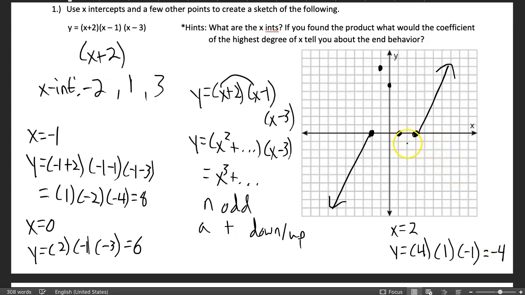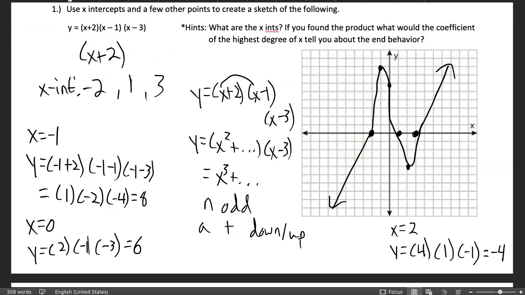We'll go to 2, we'll go down 1, 2, 3, 4. And now we have some points. We know what this looks like on the far left and right. Now we just need to connect our points. And there we have a rough sketch of this graph.